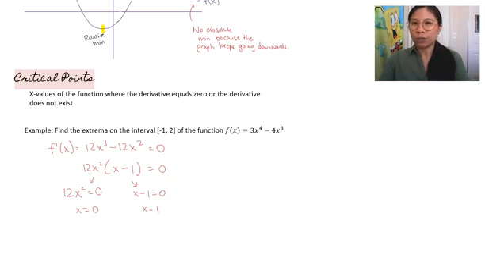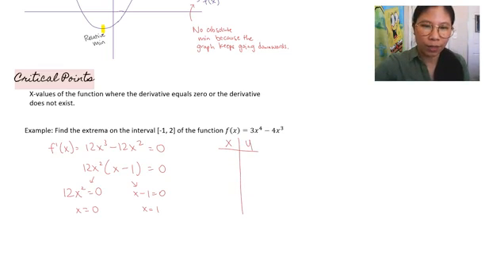So then we also need to look at whether the endpoints of the interval might be minimums or maximums as well. To me, the easiest, most organized way to do this is to make a little XY chart. Now I know my critical points were at 0 and 1, so they're probably either minimums or maximums. And then my endpoints were -1 and 2.